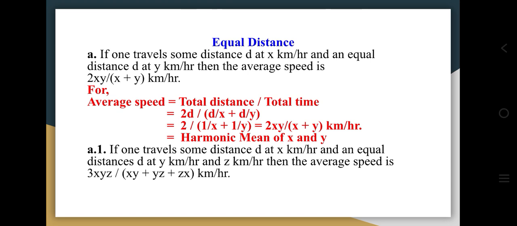If we cancel the d, which is common in the numerator and denominator, we get 2 by 1 by x plus 1 by y. So here the average speed is not the usual average, but it is the harmonic mean of x and y. 2 divided by 1 by x plus 1 by y, which is 2xy divided by x plus y kilometer per hour.